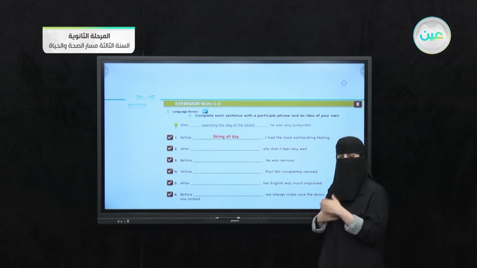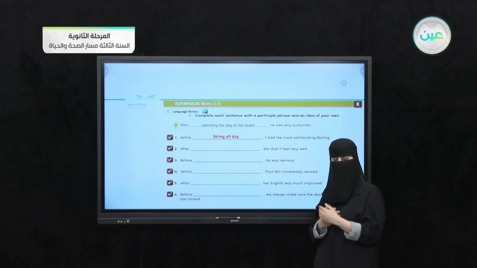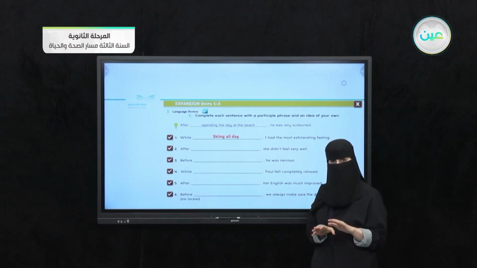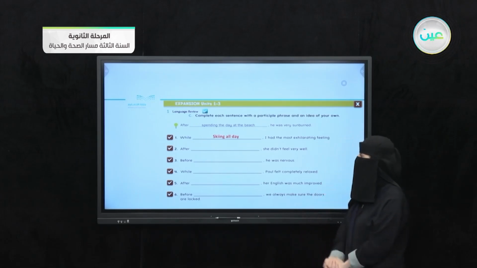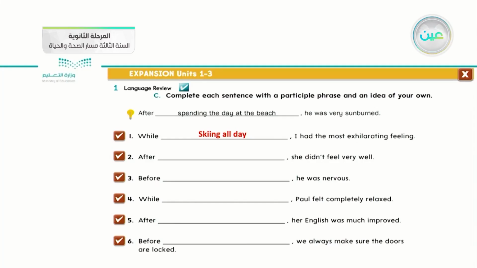If you need more details about this question, you can return to your pupil's book on page 22. They give us this grammar, how to apply it when you want to reduce the adjective clauses and make them phrases. Number 2, after space, she didn't feel very well. So after what? We can put anything of our own, but we should notice that the sentence should be complete and meaningful. So we can say, after eating 3 pieces of cake is suitable, she didn't feel very well.